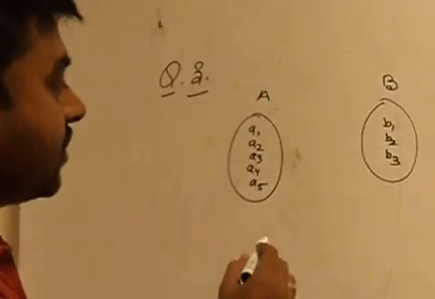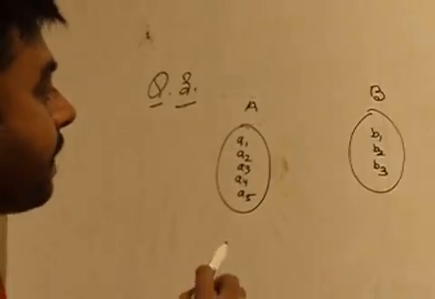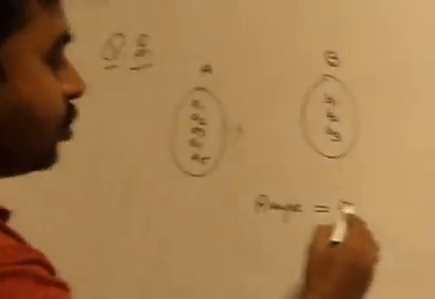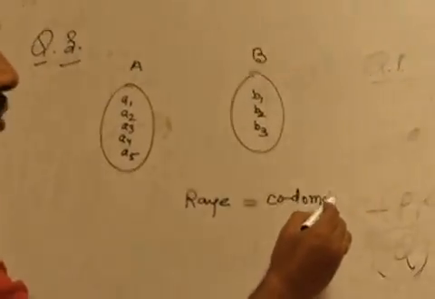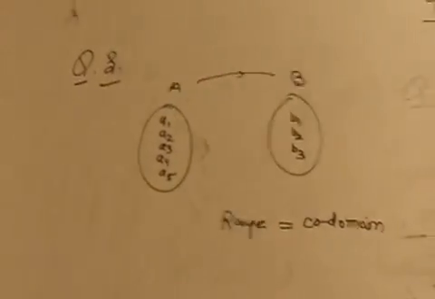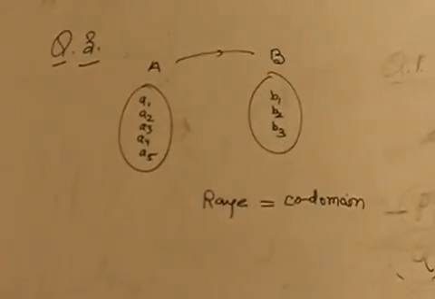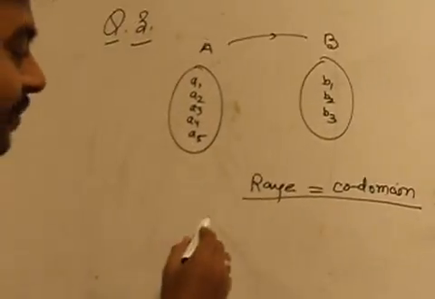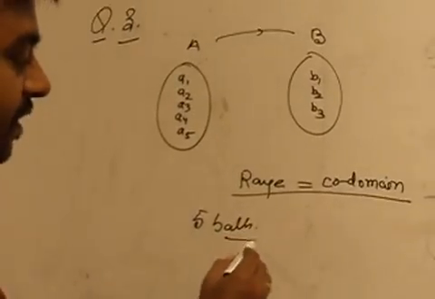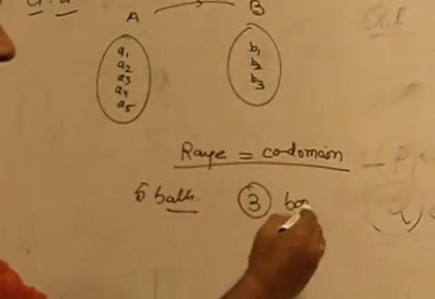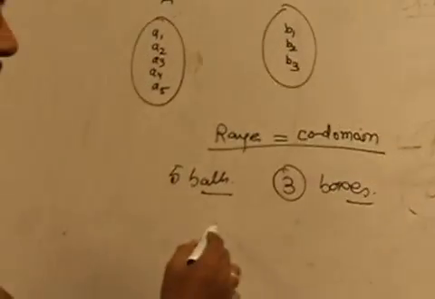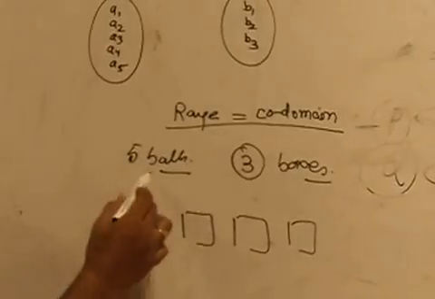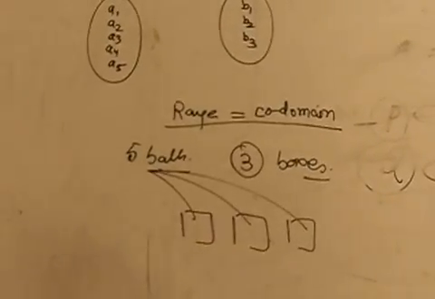As we already know, as far as an onto function is concerned, the range of this function should be equal to the codomain. So as far as a hint for this type of function is concerned, it can be dealt with as if we have 5 balls and 3 boxes, and we have to distribute these 5 balls in 3 boxes in such a manner that none of the boxes may remain empty.